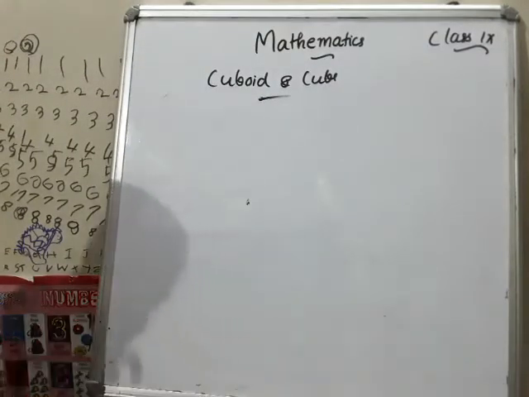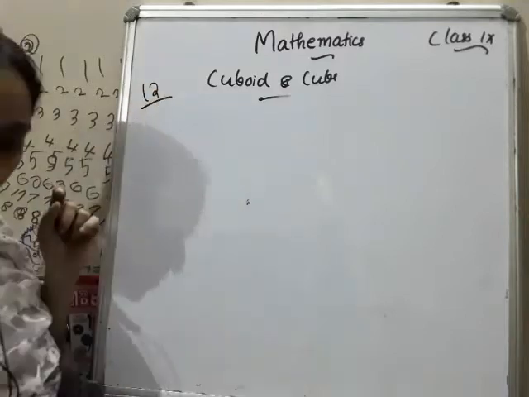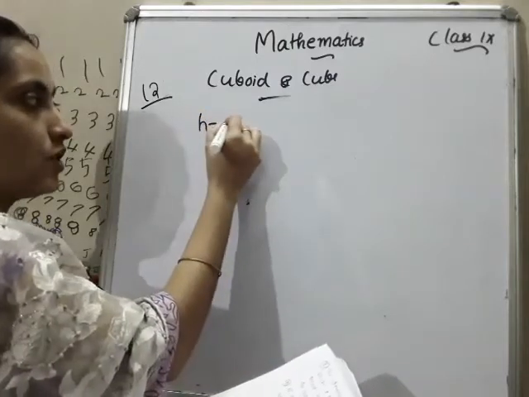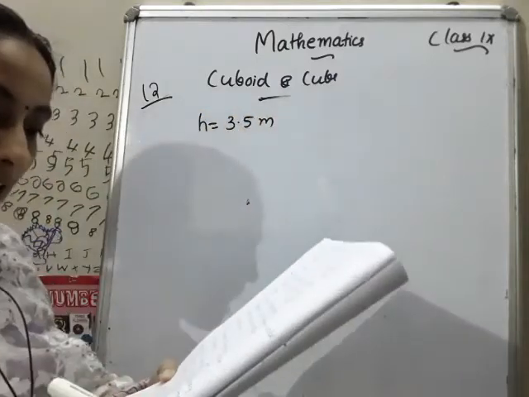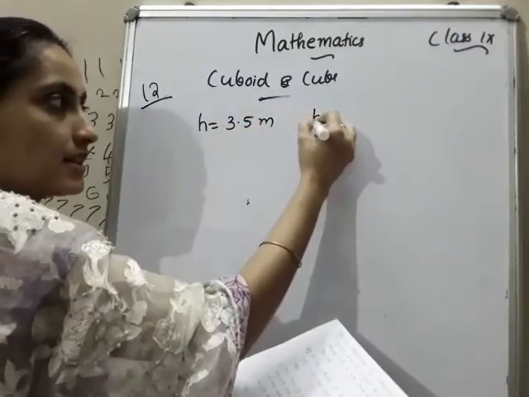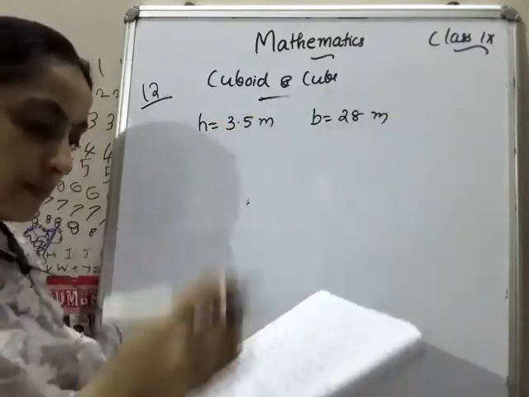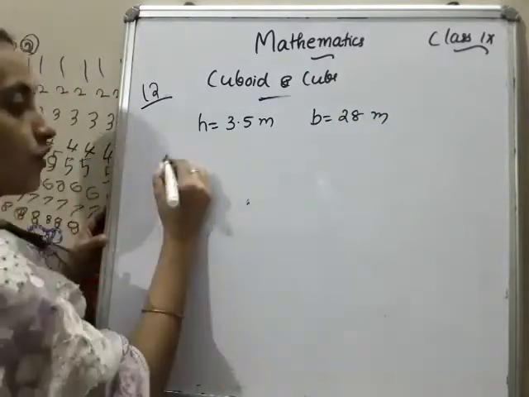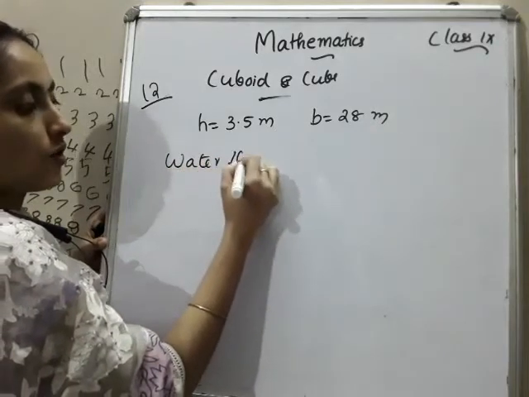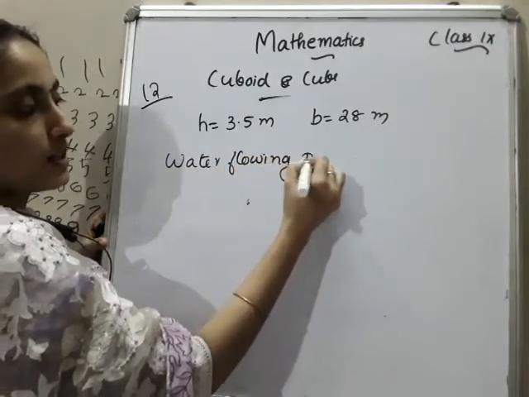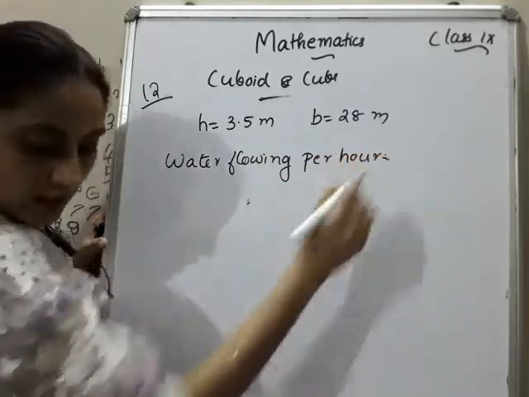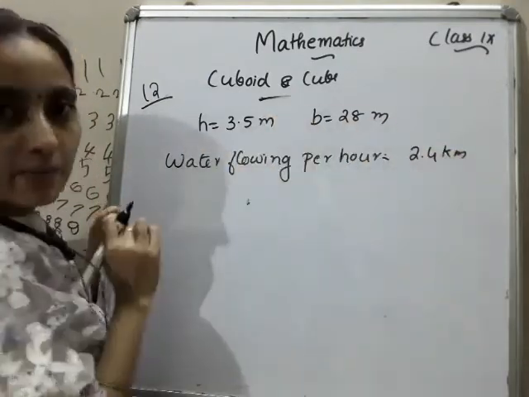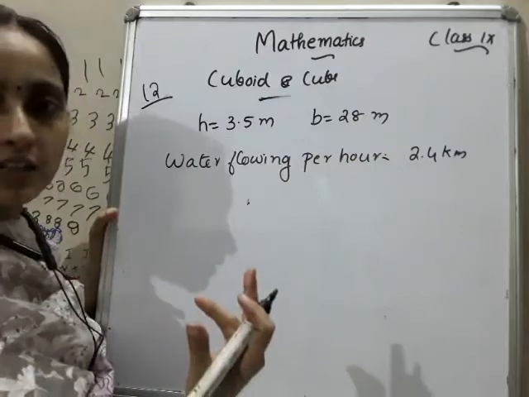Next is from the same section, the question number 12 is our next question. A river 3.5 meter deep, and deep means its height is equal to 3.5 meter, and 28 meter wide. That means breadth is equal to 28 meter and is flowing at a rate of 2.4 kilometer per hour. So water flowing per hour is given in our question as 2.4 kilometer. These quantities are in meter. So this is in kilometer, so you have to convert that into meter.